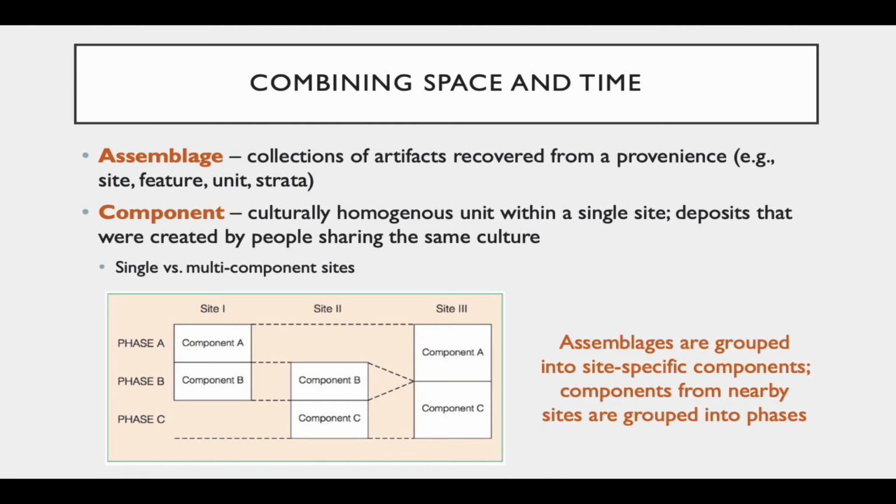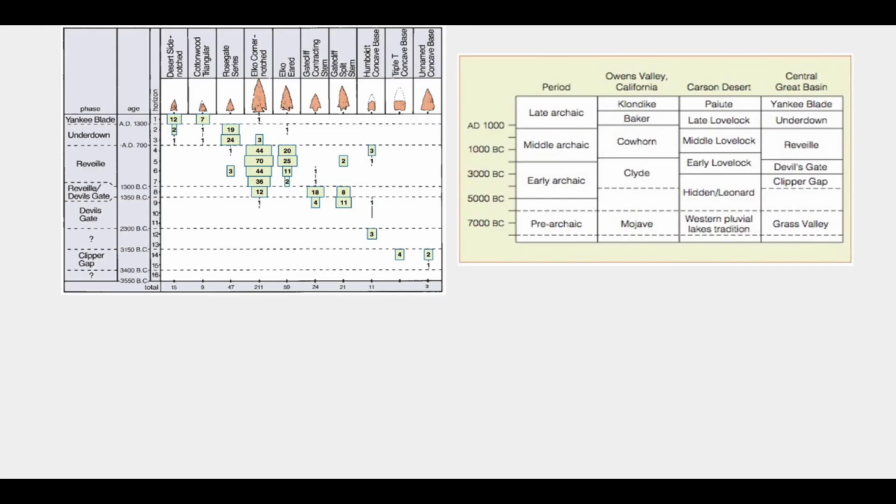So exactly, assemblages are grouped into these site-specific components, and then components from nearby sites are grouped into what we call phases. So these figures are showing us spatial differences from left to right, as well as going up in time. What it's helping us to illustrate then is how material culture is grouped into these phases, which form the basic unit of space-time systematics. So phases are specific to a time and place.